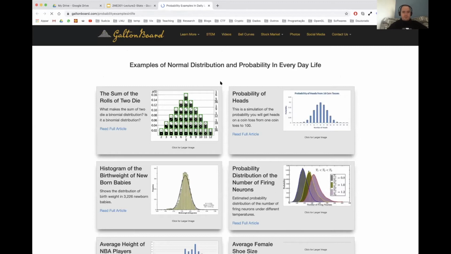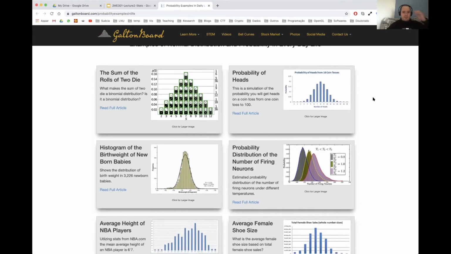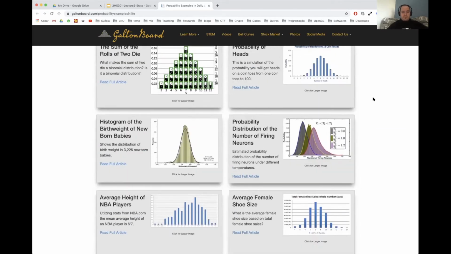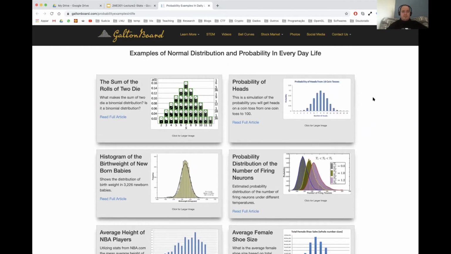I guess you're seeing the same thing that I'm seeing, hopefully. Examples of normal distribution and probability in everyday life. So you can see that on this website, there's a lot of data that actually follows the normal distribution, and at least when I saw it for the first time, I was amazed that so many different things from real life can have the same shape when you measure data about them.